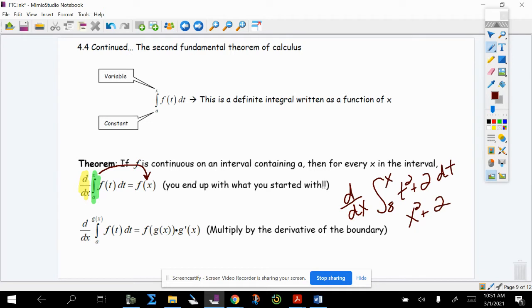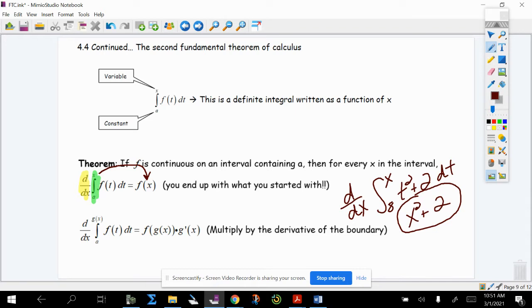And you could actually prove that by doing the long way, integrating t squared plus 2, because you know how to integrate that. Put your boundaries in, so do the fundamental theorem, and then turn around and derive what you get, and I promise you will get what you started with, because derivatives and integrals cancel each other out. It's like adding and subtracting, or multiplying and then dividing.